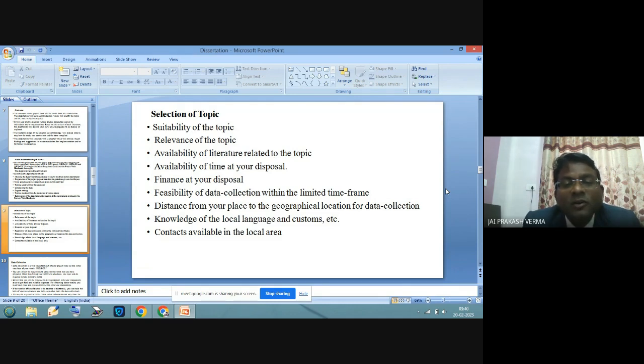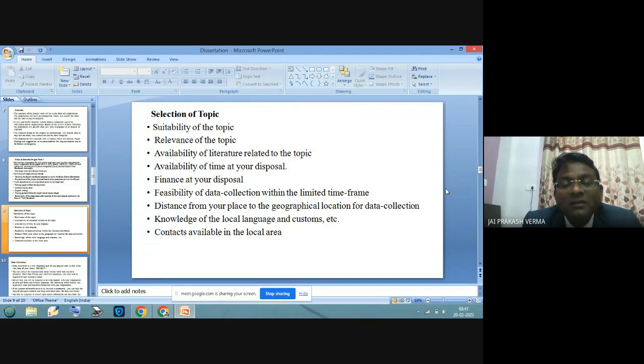Availability of time at your disposal. Time is a very important parameter, because it's required to complete the work within time. Your topic must be completed within the specific period of time. Finance at your disposal is also very important. How much finance is going. Feasibility of data collection within the limited time framework. Primary data collection is very important, and your data must be feasible with your region.